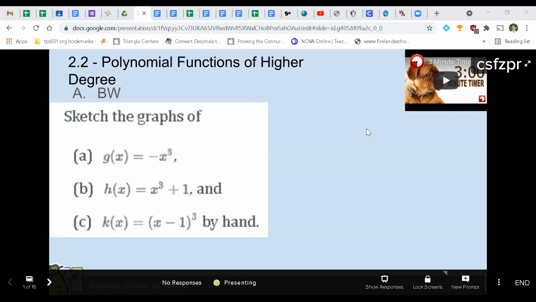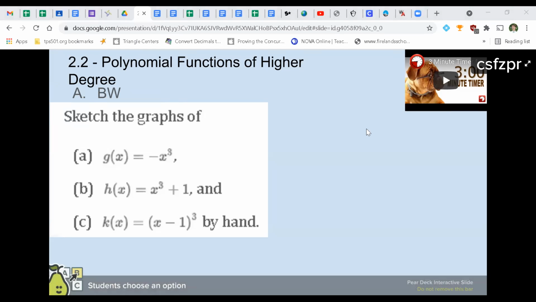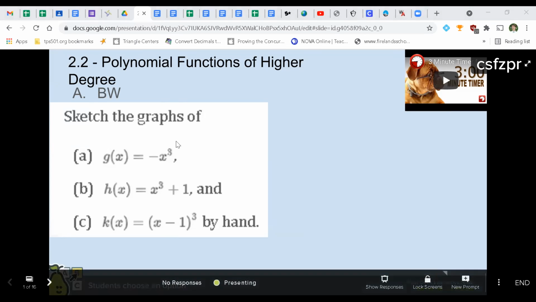Pair deck? It is always on a pair deck. So if you wanted, like my slide, you could join the pair deck. But for Bellwork today, we've got 3 problems. You need to find the graphs of these 3 using Desmos or whatever. I'll give you 3 minutes to do it, and then we'll go over it.